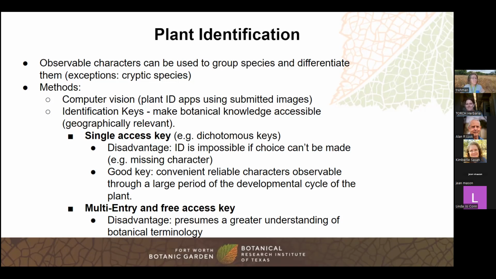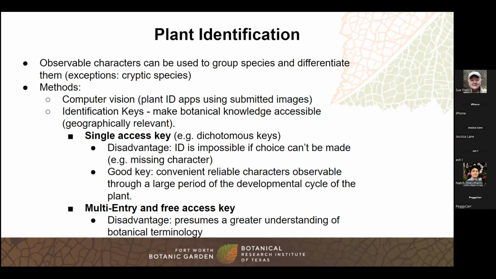And so the disadvantage of that sometimes, going back to you, Beth, is it's another set of terminology. In some ways, it's easier because it's more general, broad terminology. Are the leaves opposite? Are they alternate? But in some ways, it's more difficult.